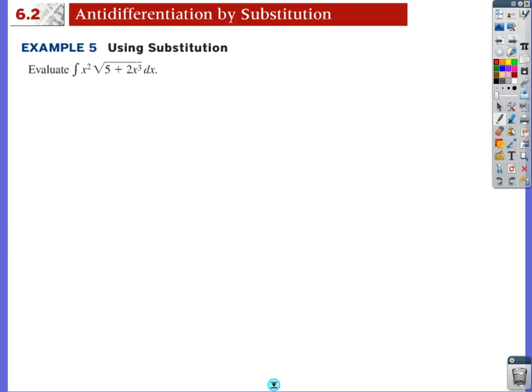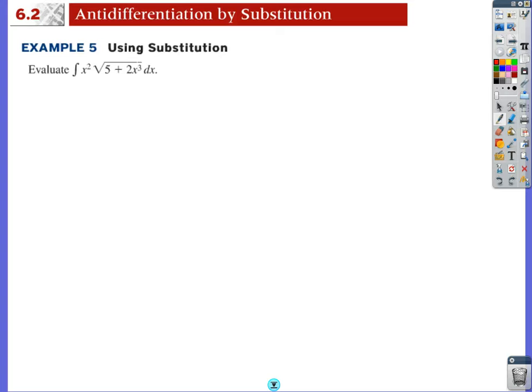Generally speaking, what you want to try and do is take something that looks complicated and make it simple. So from my point of view, when I look at this, what's the most complicated? 5 plus 2x cubed, okay? And I'm not going to take the square root part, okay? Why? That's the practice part.